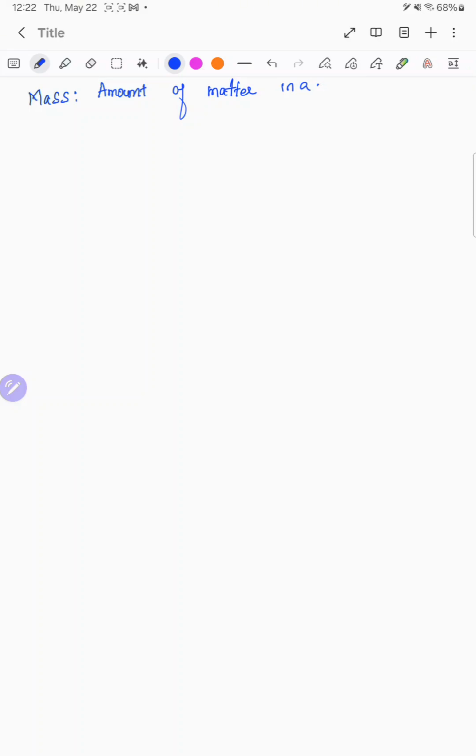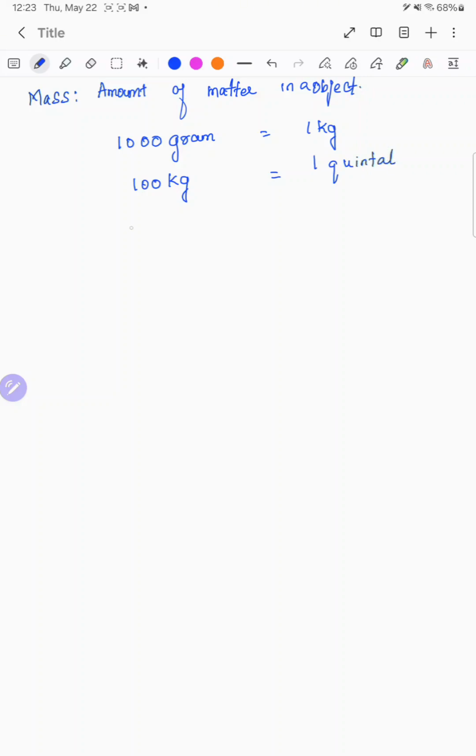It's the amount of matter in an object. This is the definition. So what are all the units we will use? So 1000 grams, I'll write, okay, 1000 grams equal to 1 kg, right? Then 100 kg, okay, equal to 1 quintal.